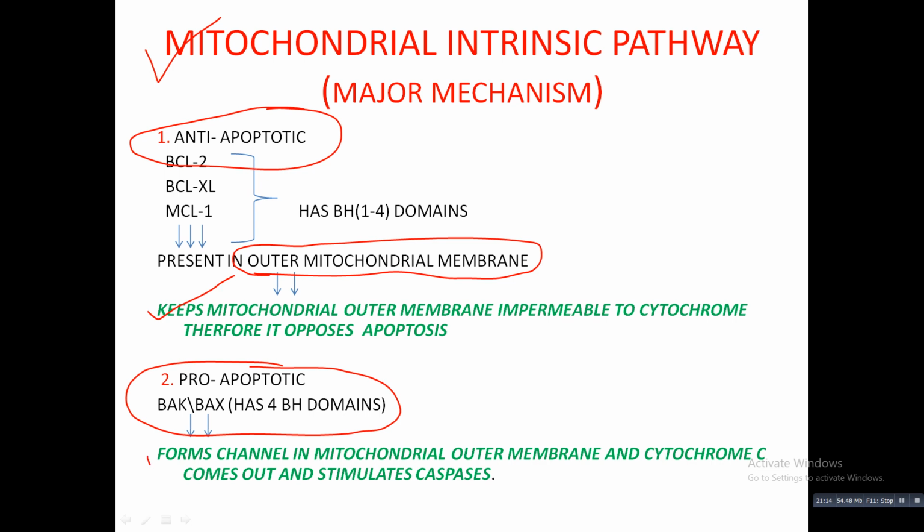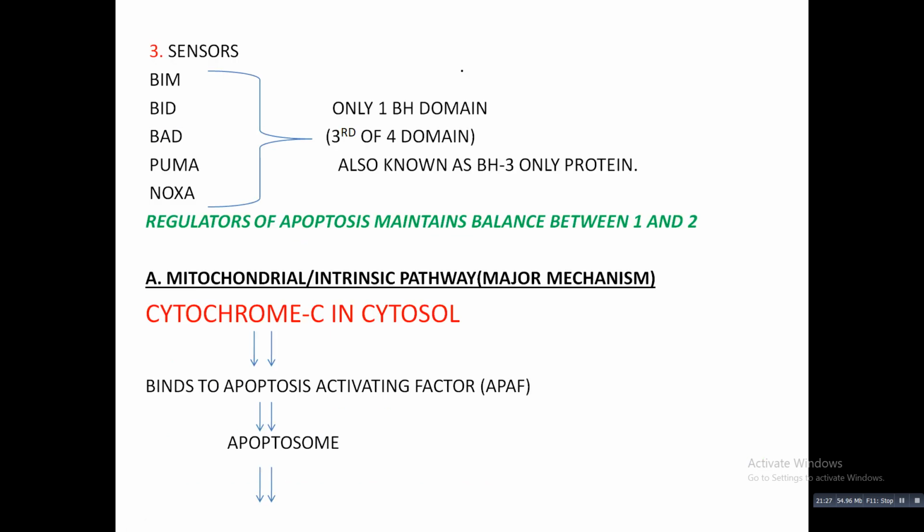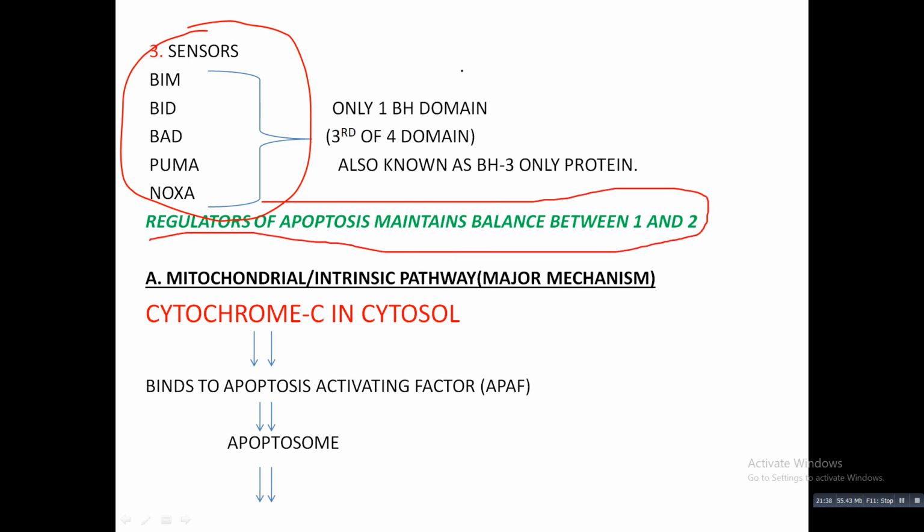There are certain sensors. They are BIM, BID, BAD, PUMA, NOXA. Now their main function is that they are regulators of apoptosis, maintaining a balance between 1 and 2. So as and when it is required, it might shift towards pro-apoptotic, it might sometimes shift towards anti-apoptotic, depending on what is required. Now coming to the main pathway, the major mechanism, that is the mitochondrial intrinsic pathway.